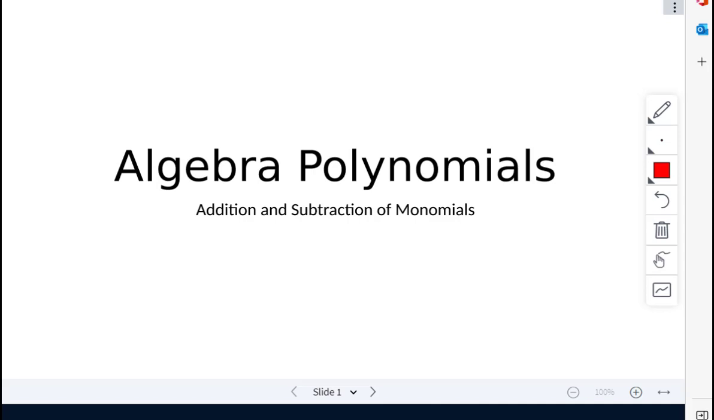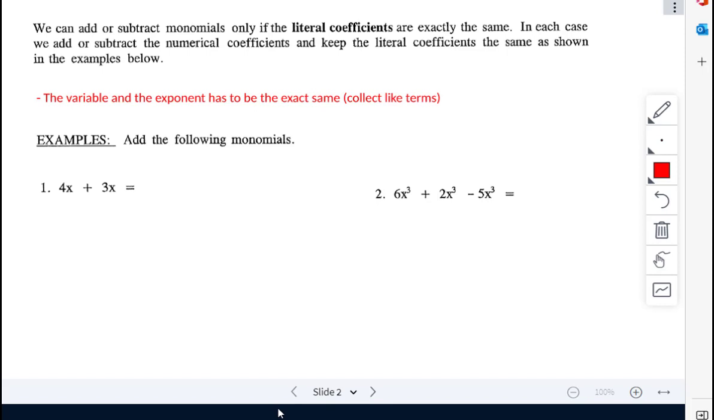All right, today's class we are looking at addition and subtraction of monomials. Here it says we can add or subtract monomials only if the literal coefficients are exactly the same. So what you'll notice is we can add or subtract the numerical coefficients. You keep the literal coefficients the same. We're going to look at the examples shown below.